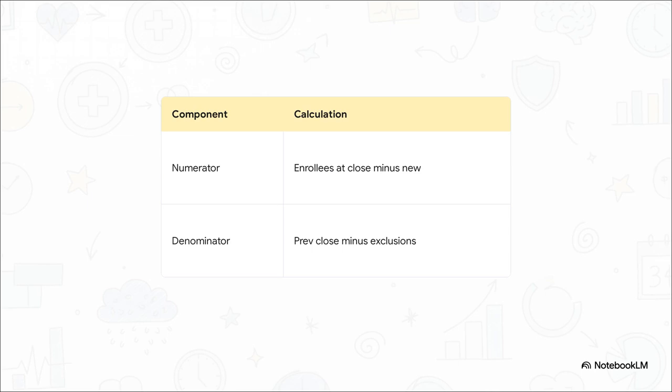For our numerator, we take the total number of enrollees at the close of the reporting period, but then we strictly subtract the new enrollees added during that period. We only want to look at the people we started with who are actually still here. Then, we divide that by our denominator, which is the total number of enrollees at the close of the previous period. But wait, we have to subtract a few highly specific categories from that baseline to make it fair.